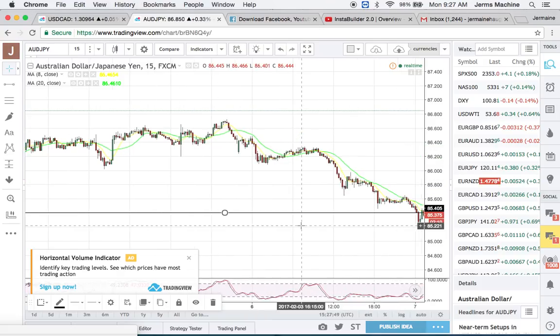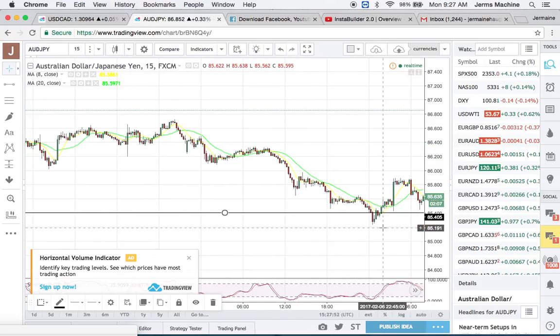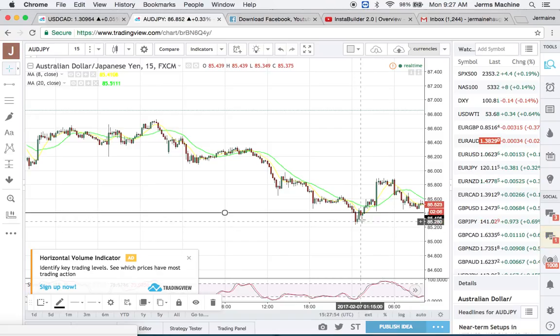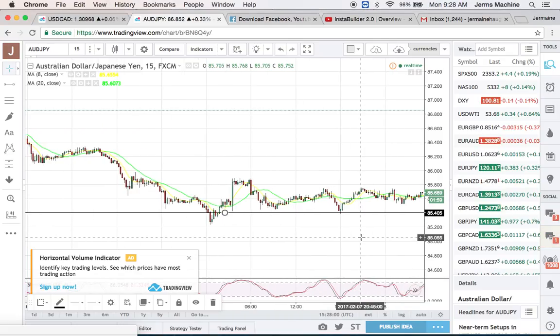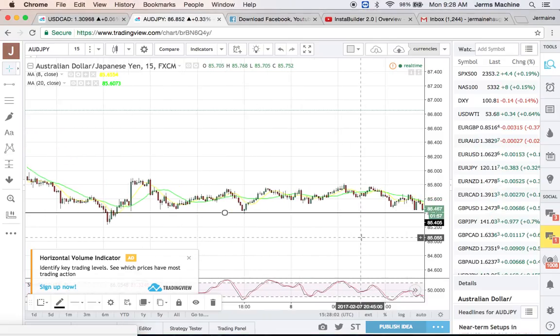Let's go back to it again. Here it comes right back to that area again, and it bounced again, right? It keeps bouncing right here. There is good support right there. Look, once again, you could have bought it right there and made some money.